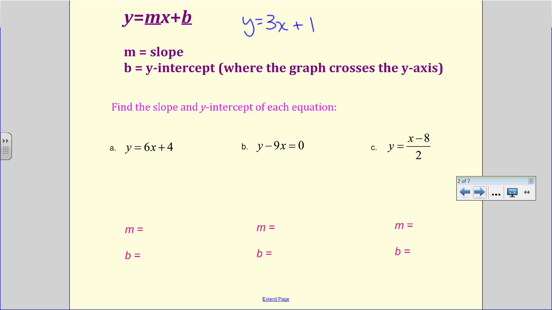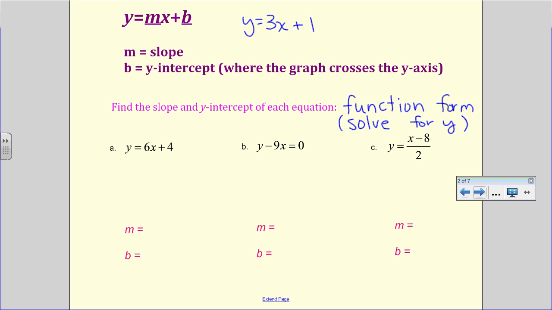What we have to remember here, ladies and gentlemen, and we did this way back in chapter 3, is that in order to find slope and y-intercept, it has to be in function form. That means you have to make sure that you solve for y. Sometimes they'll be nice and give you y equals. So here we have y equals 6x plus 4.